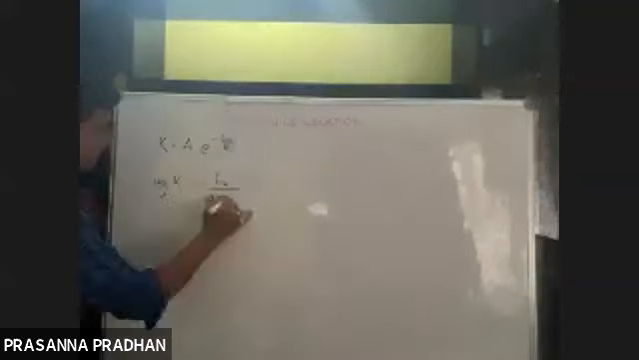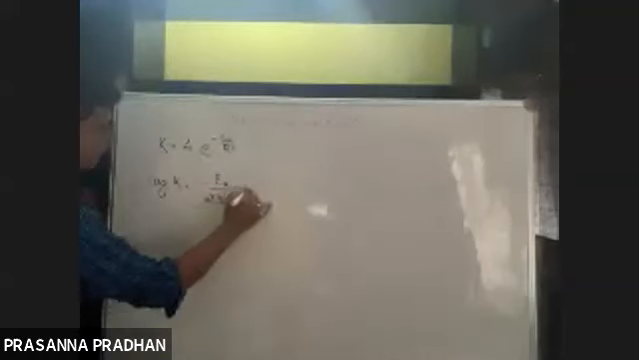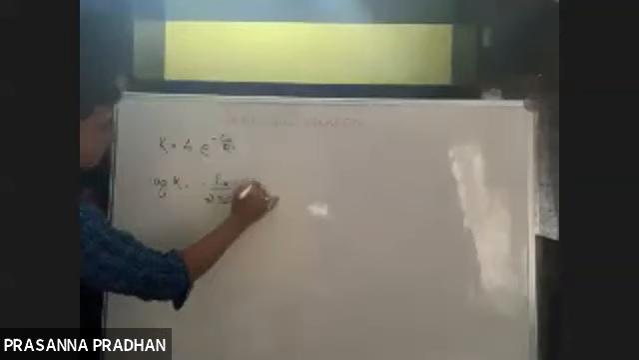And after taking log on both the sides, what was it? log k = minus Ea by 2.303 R into 1 by T plus log A. So this was the Arrhenius equation after we took log on both the sides.